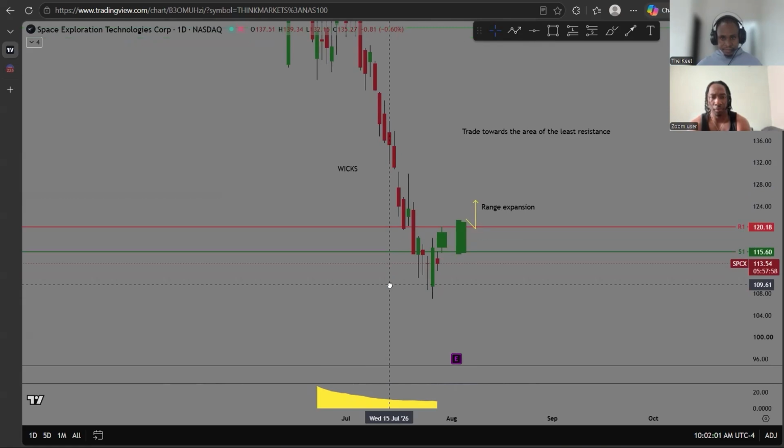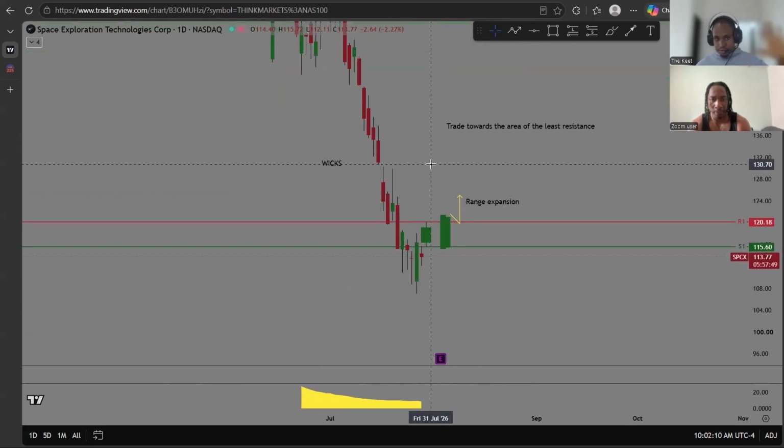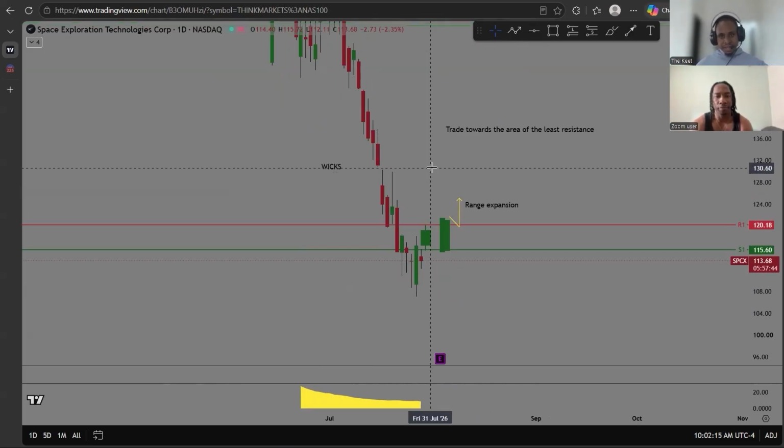So this pullback, coming down here, we'll talk about it when we start discussing that here. But for every time that the market breaks a price, a major price level, a support or a resistance, it naturally always pulls back to confirm the trend. It must pull back.